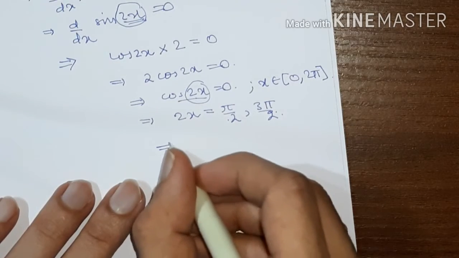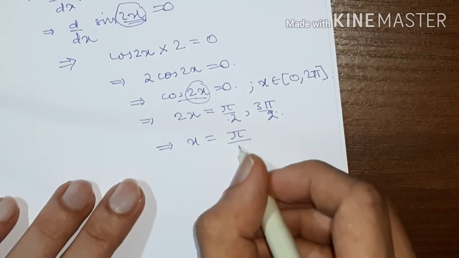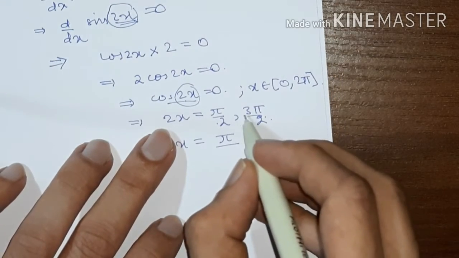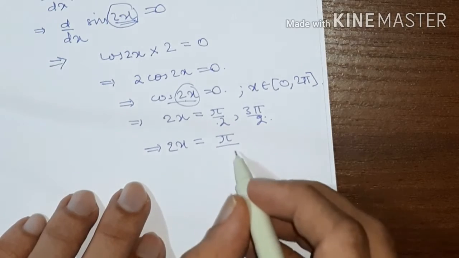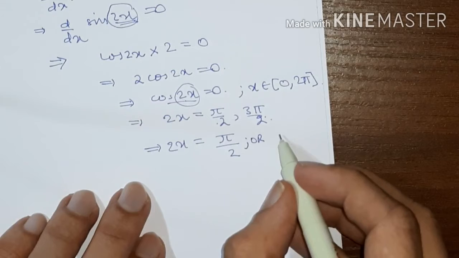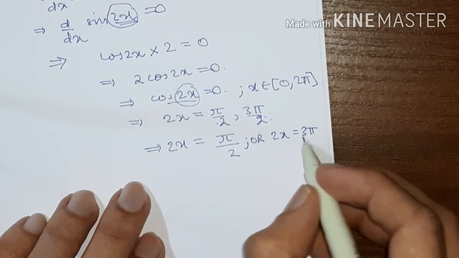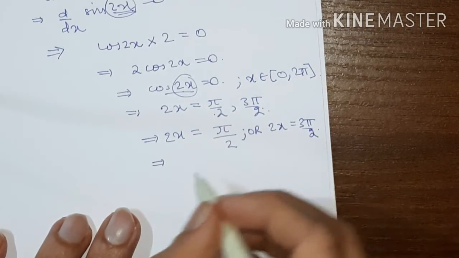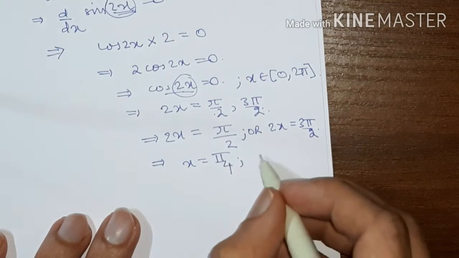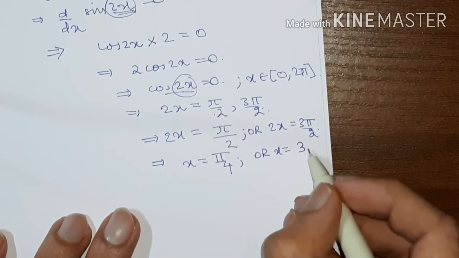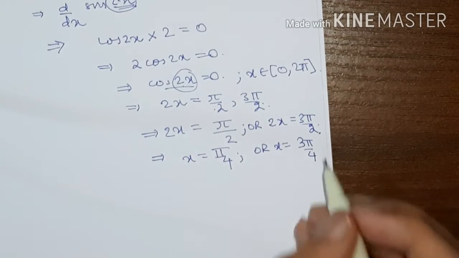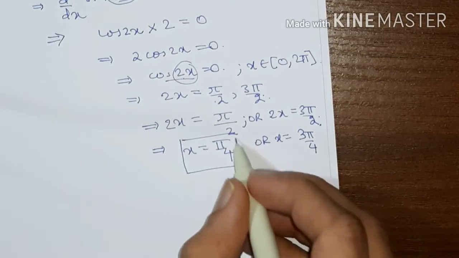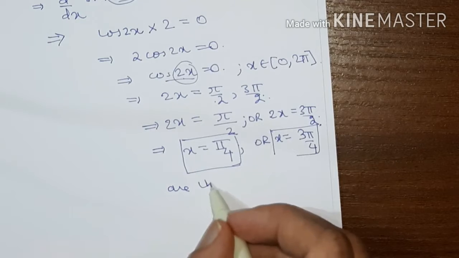Okay, so that means x is equal to pi by, see, this is actually 2x is equal to pi by 2, or 2x is equal to 3 pi by 2, right. So that means if you take these two on this side, you will get x equal to pi by 4, or x equal to 3 pi by 4. So these are the critical points that you got.